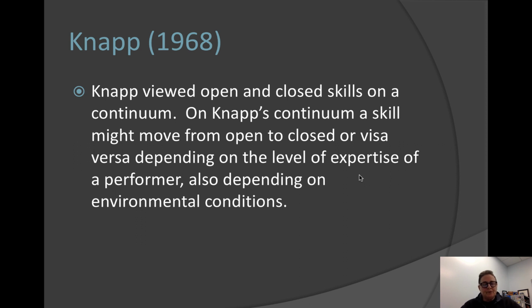One of Poulton's students, Barbara Knapp, conceived of open and closed skills in a different way than Poulton. What Knapp discussed was a continuum of open and closed skills. In other words, a continuum has many places where a skill could fit rather than the discrete categories that were first proposed by Poulton. So the level of expertise of a particular performer will actually determine where that person's skill is on the continuum of open and closed skills.